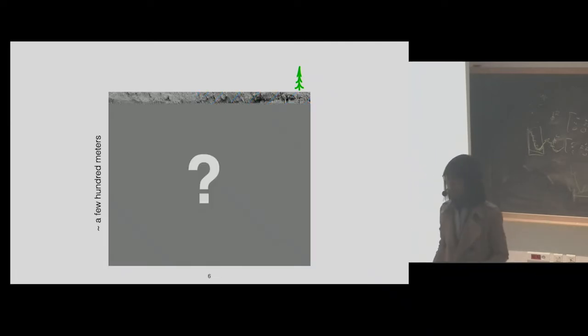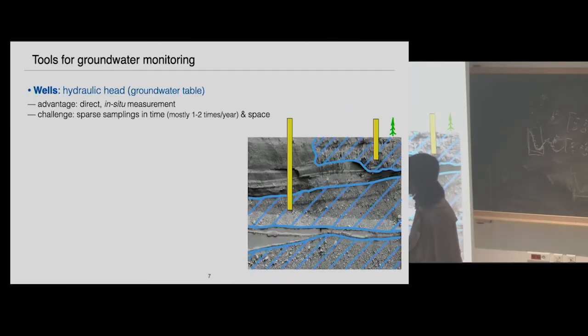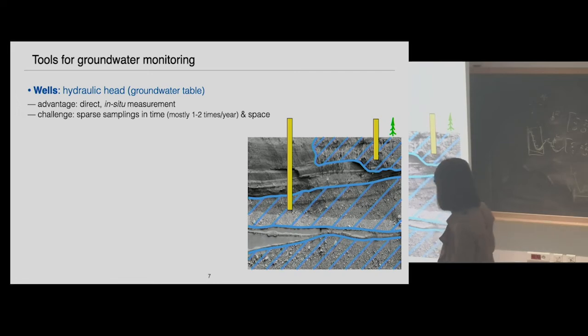So how do we know how much water is stored in these underground systems? The most traditional way is to just drill a well and measure the hydraulic head or the groundwater table. But each well only measures the water table at a specific aquifer layer at one horizontal location. We don't know what's in between two wells. And those monitoring wells are so expensive to drill.